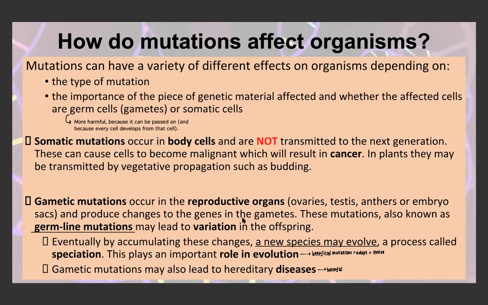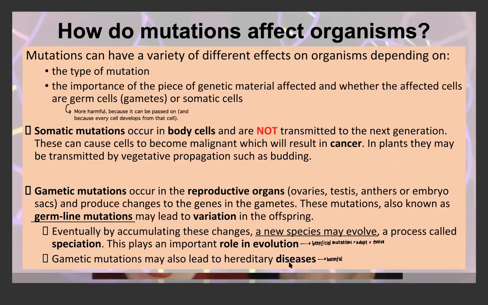So as more and more mutations happen and these changes become more common within the population, so more offspring are exposed to these changes, a completely new species may evolve from the ancestral organisms because the offspring have so many new different mutations, and this is speciation. Gametic mutations can also lead to hereditary diseases, which are harmful. The mutations that cause evolution are usually beneficial mutations because they allow the population to survive, whereas diseases that are passed on are, of course, usually harmful.